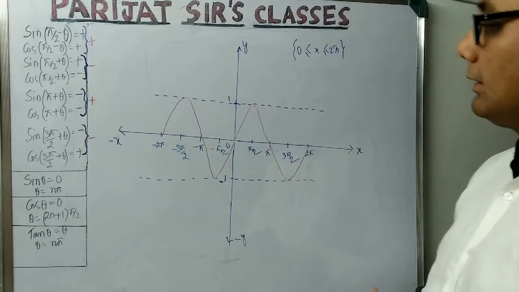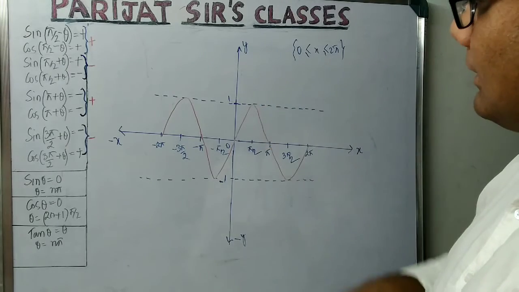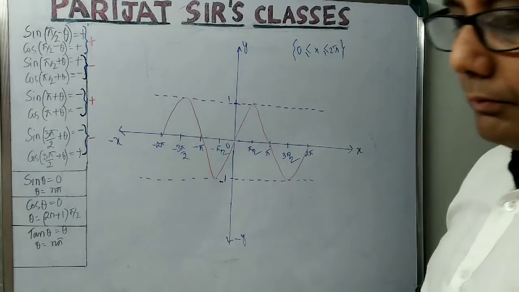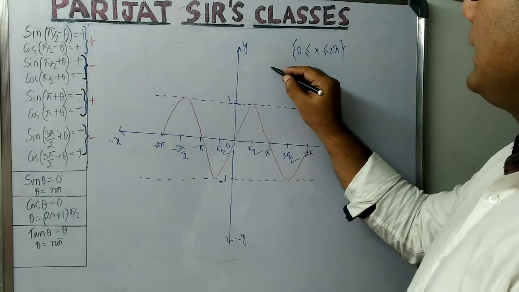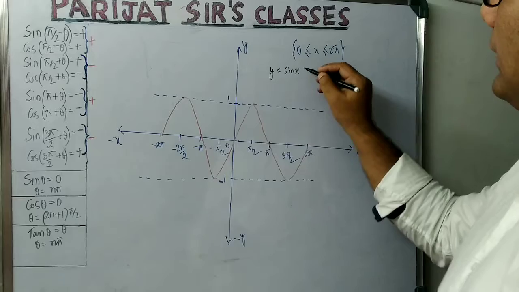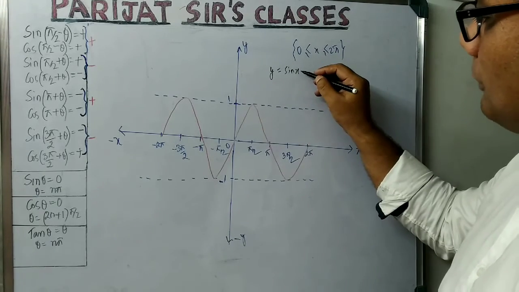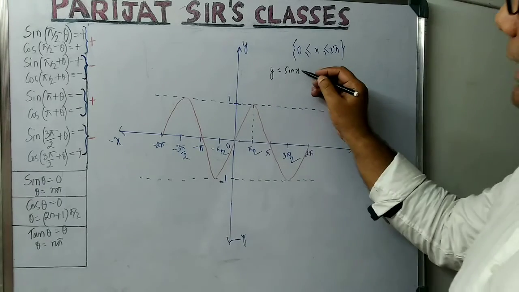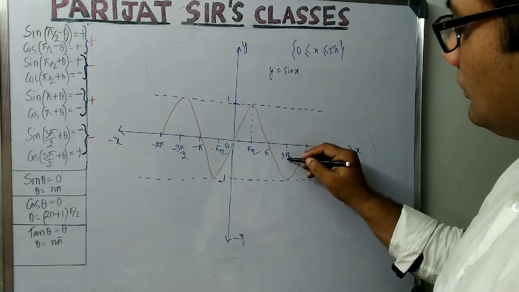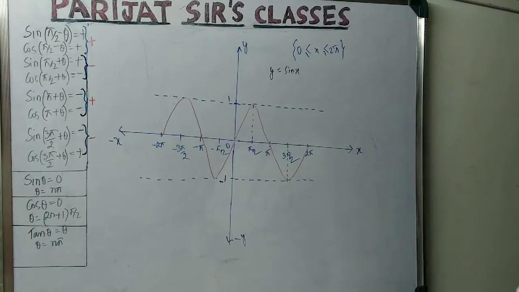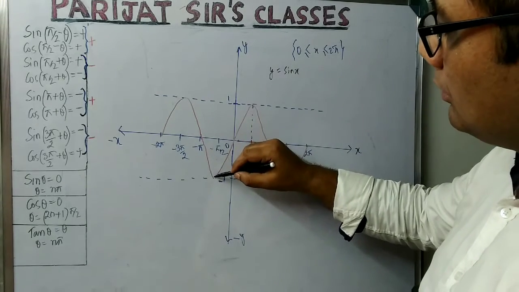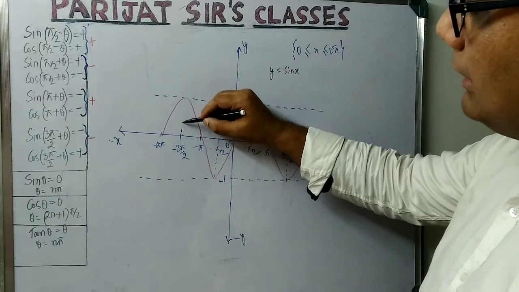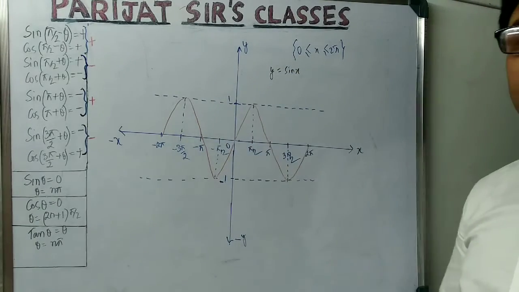As I was telling you, for y equal to sine x, when the angle is 0, it is 0, and when the angle is pi by 2, it is 1, the maximum. When the angle is 3 pi by 2, this is minus 1. Similarly, when the angle is minus pi by 2, it is minus 1, and when the angle is minus 3 pi by 2, it becomes again plus 1.